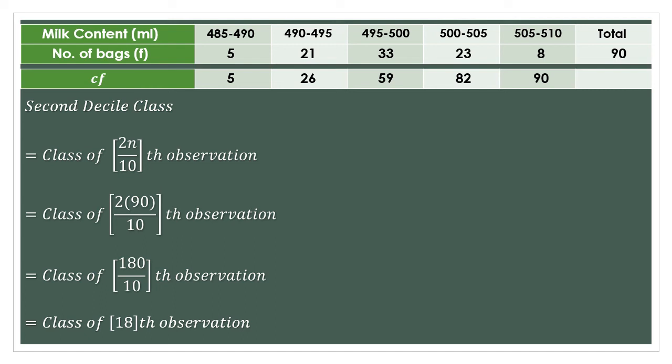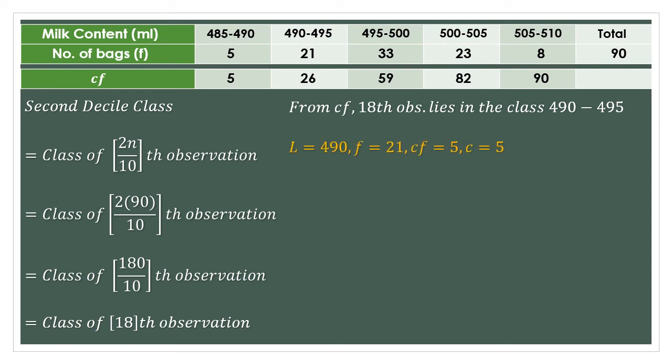Now just look at the CF here. Where does the 18th observation lie? The 18th observation is included in the CF 26, and the class for that is 490 to 495. So we can see from CF that the 18th observation lies in the class 490 to 495. So the lower limit will be 490, the frequency 21, previous CF 5, and class length 5.